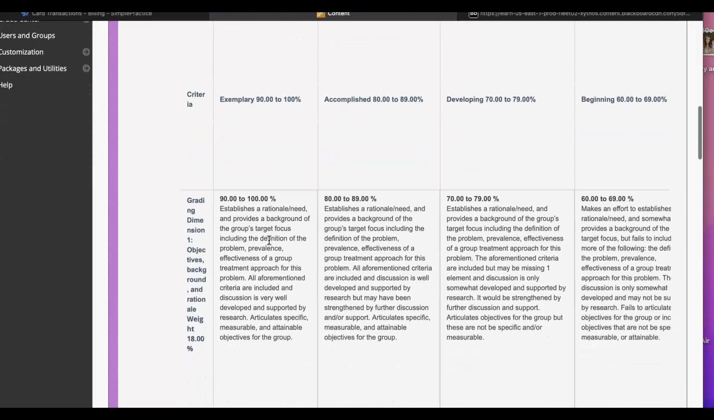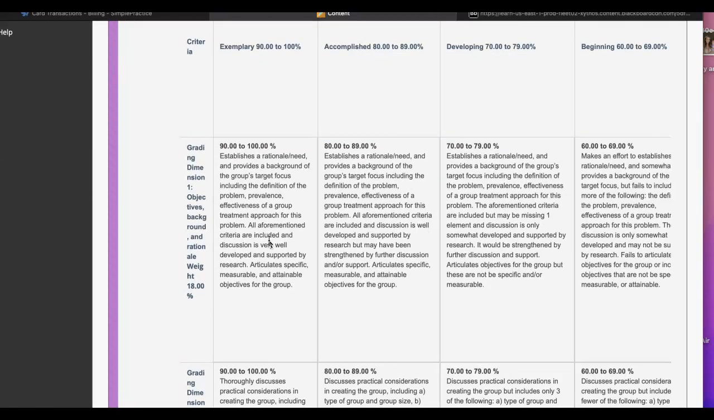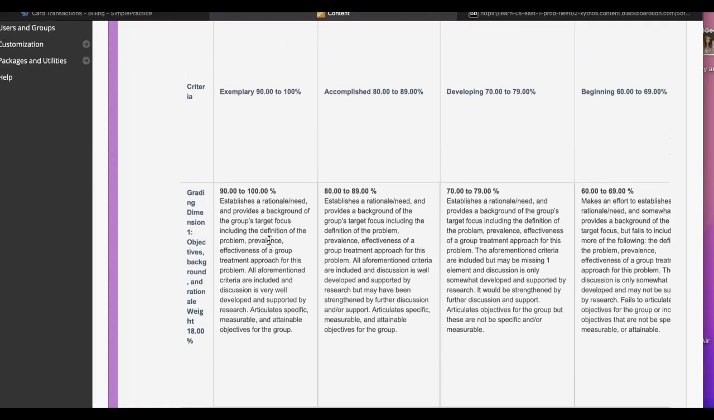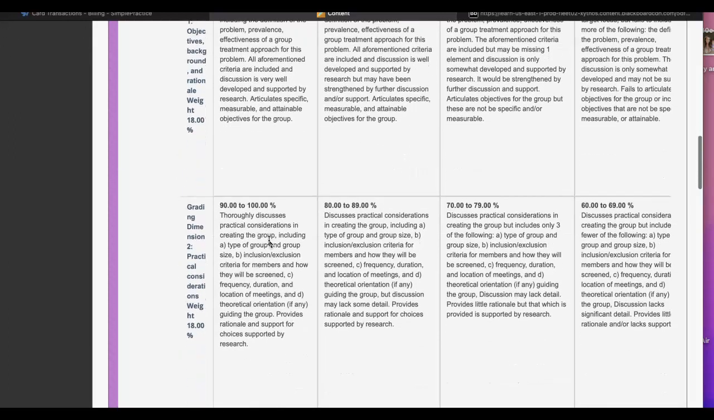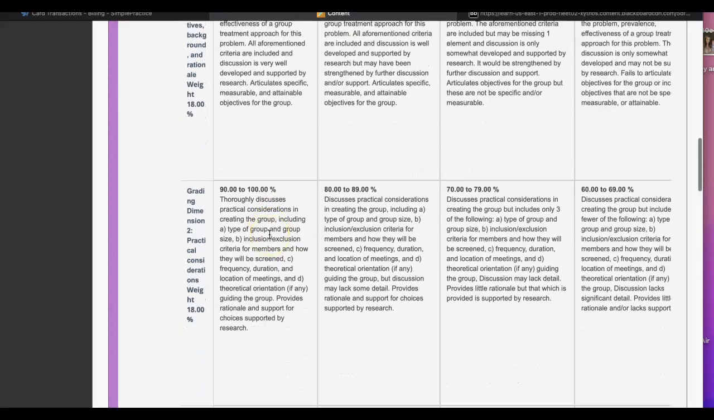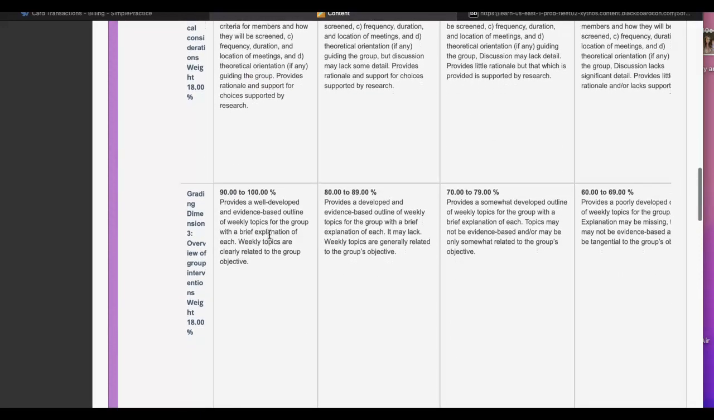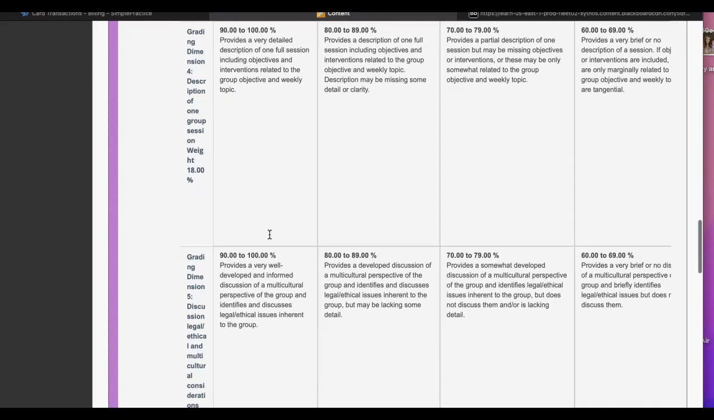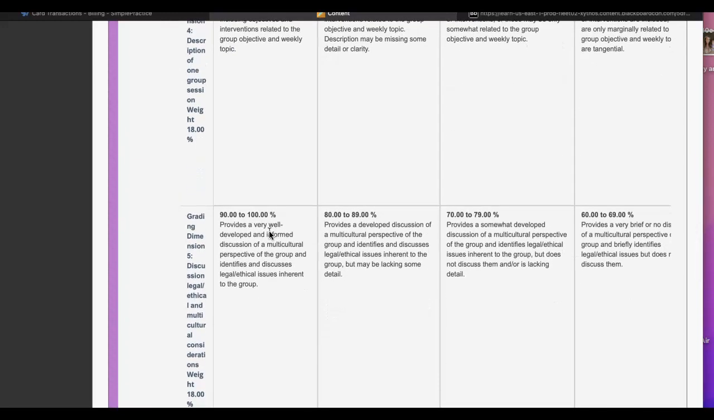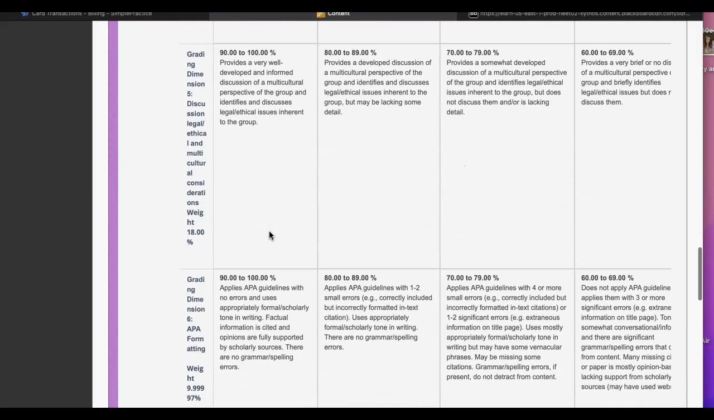So this is what you're graded on: objectives, background, things of that nature. There's exemplary, accomplished, developing, beginning. Okay, practical considerations. Okay, so we're looking through that. Overview of group intervention. Okay, description of one group session. Discussion of legal, ethical, multicultural considerations.